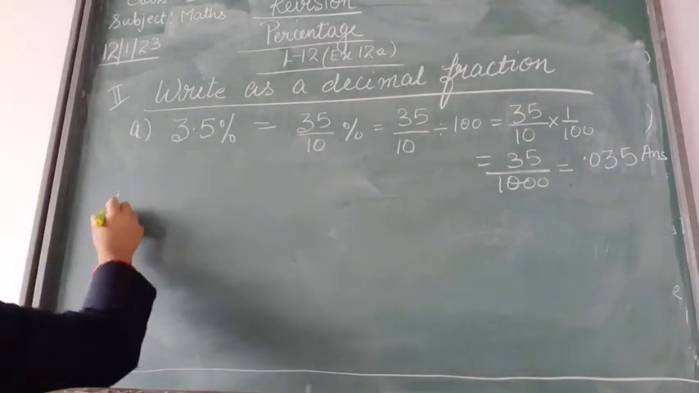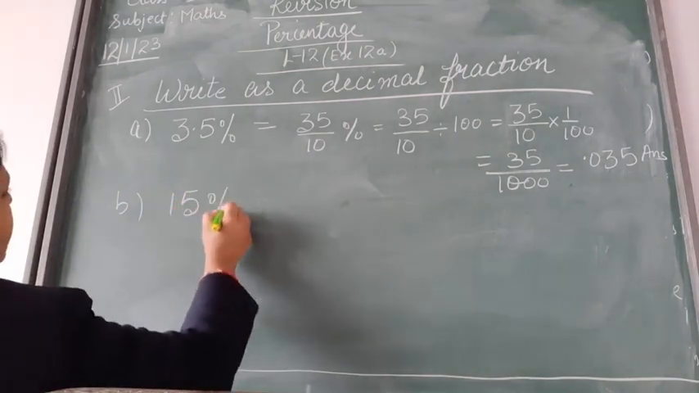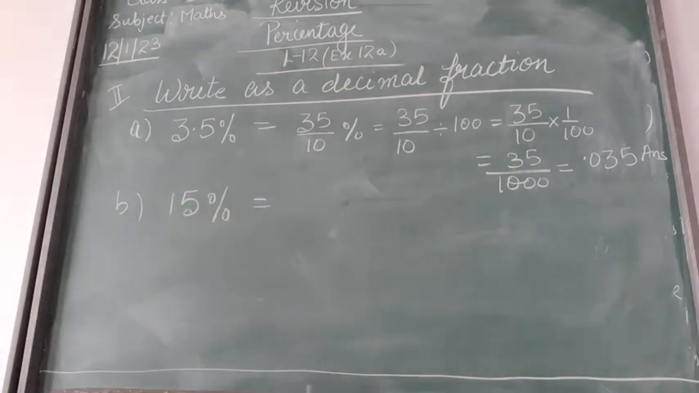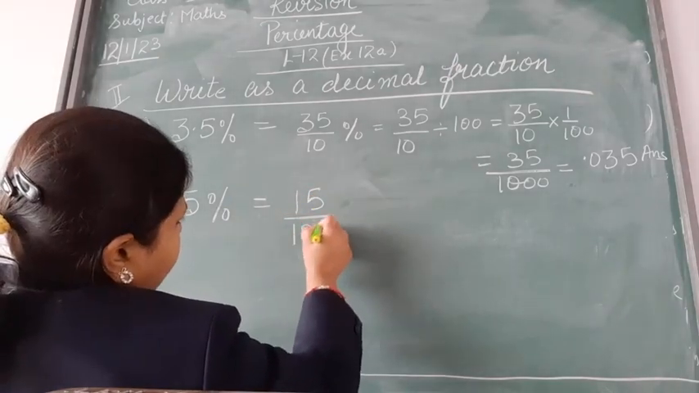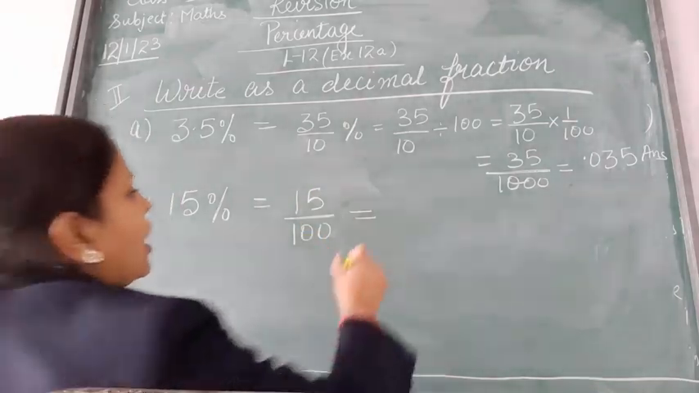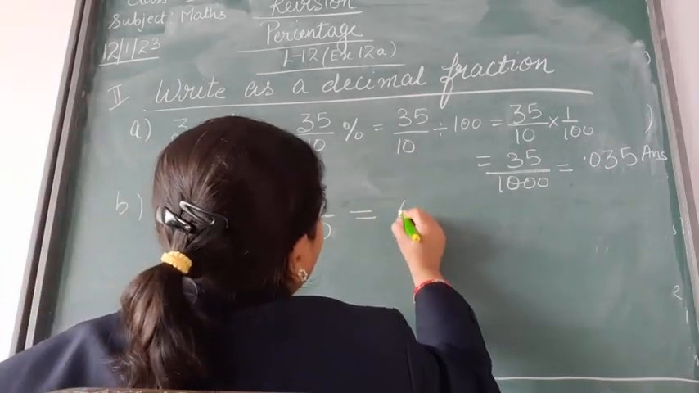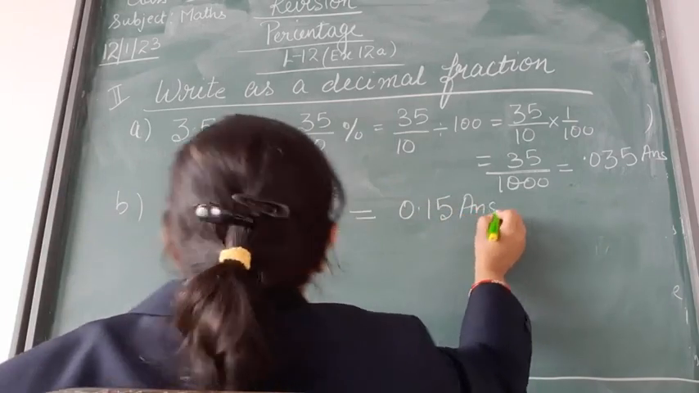Now let's come to the B part of this question. The B part is 15%. Now 15% means 15 out of 100, and you can very easily change this into decimal fraction as 0.15, and this is our answer.